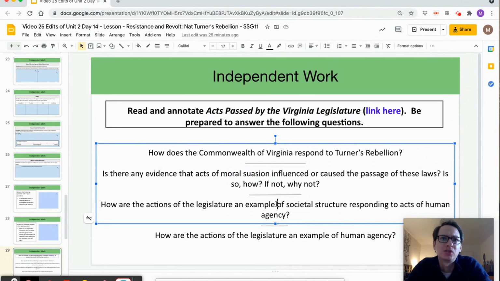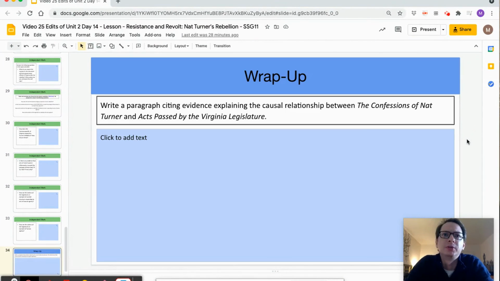You'll notice that the second question brings up moral suasion again, and the last two questions center on human agency. This third one is about how the Virginia legislature, the creator of this document, responded to acts of human agency, namely Nat Turner. And the last one asks you to think about how the actions of this legislature themselves are examples of human agency. To demonstrate your ability to meet today's objective, you'll construct a response to this prompt.